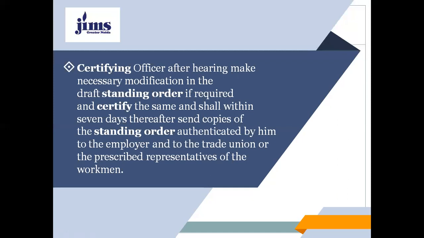So whenever these trade unions or workmen file their objections, the certifying officer will hear the matter and accordingly will incorporate those modifications into the draft of standing orders if required, if he is convinced that their objection is valid, and then will certify the same, and within 7 days thereafter will send the copies of the standing orders, which the certifying officer will authenticate, to the employer, to the trade union and the prescribed representatives of the workmen.